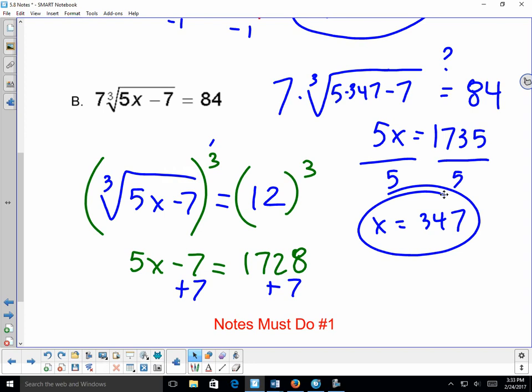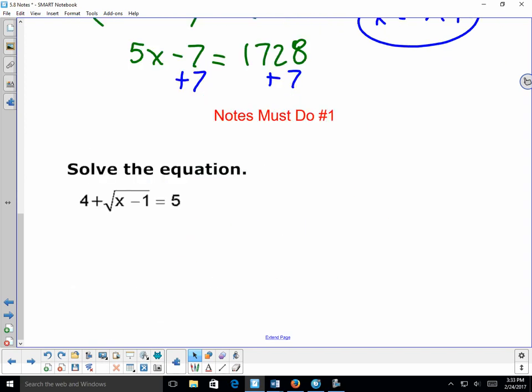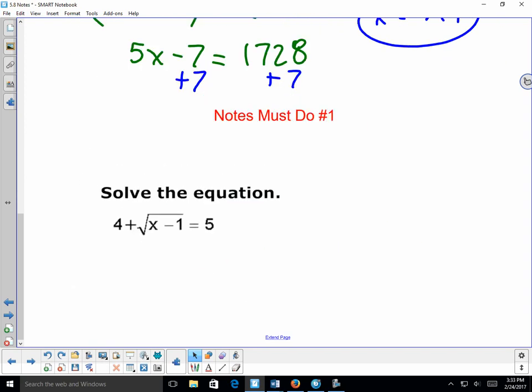All right, that brings up your first notes must do, where you are solving 4 plus the square root of x minus 1 equals 5. So please pause the video and go ahead and solve that equation.